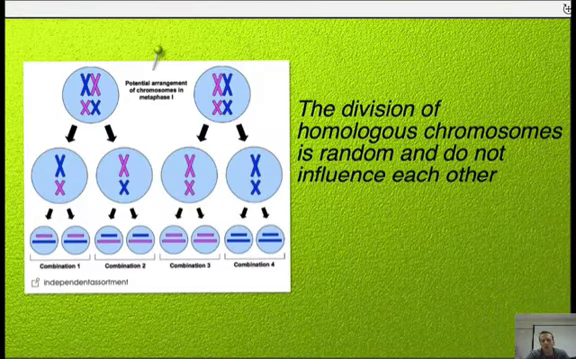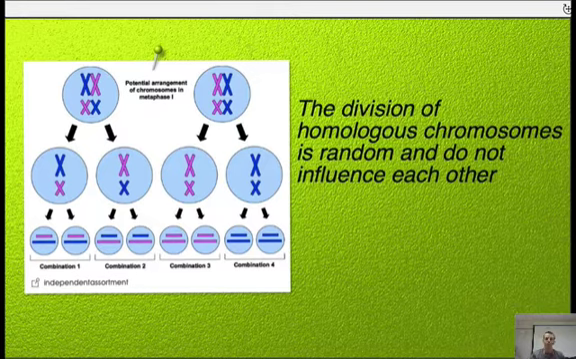What the law of independent assortment says is that the division of homologous chromosomes is random and they do not influence each other. Let's say you have brown hair. Because you have brown hair, it's not automatically going to influence that you'll have blue eyes. Obviously you may have blue eyes, but you can also have brown eyes. Hair is not influencing the eyes, or how tall you are doesn't influence your hair or anything like that.